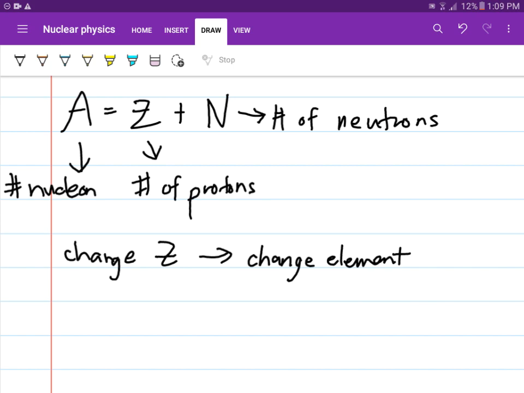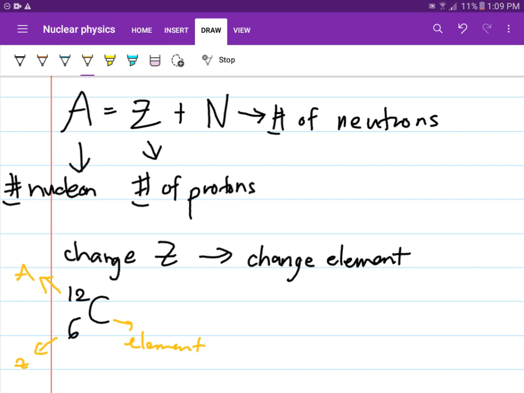So suppose we have a certain element, say carbon. Carbon has 6 protons and 6 neutrons. So 6 plus 6 gives the nucleon number, or the mass number, to be 12. This is actually the notation for the nucleus of a certain element. This is A, this gives you Z, and this is the element.